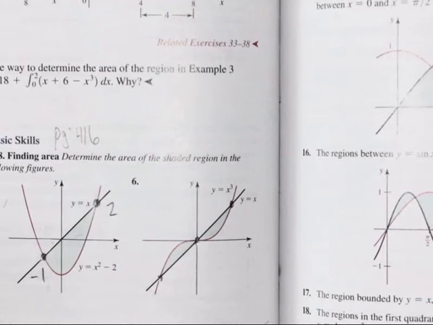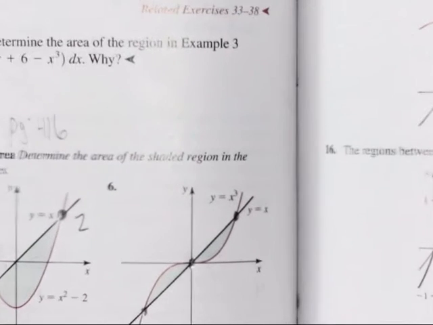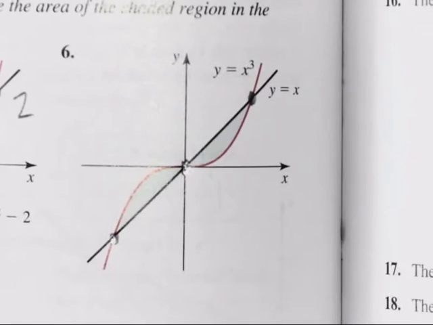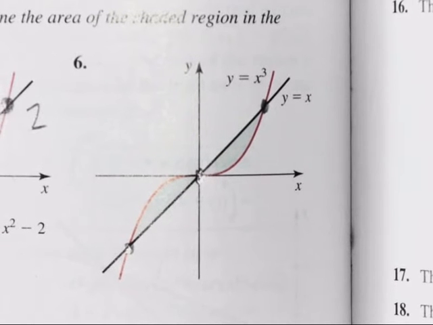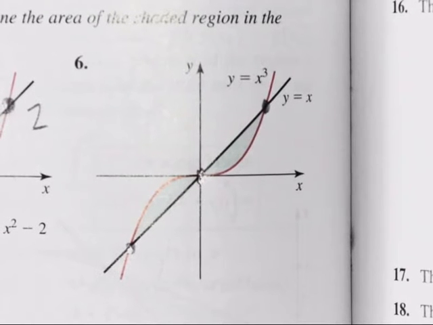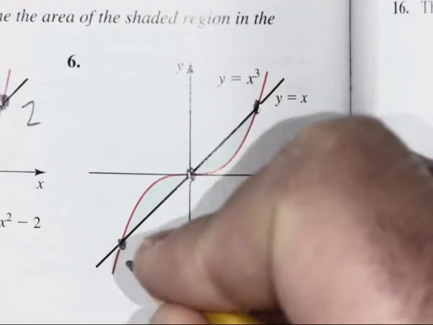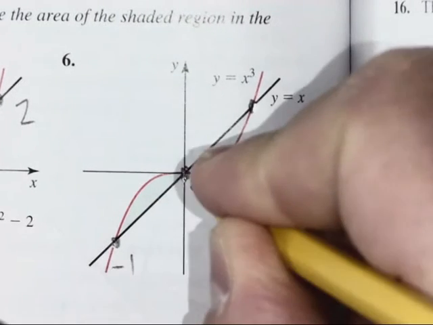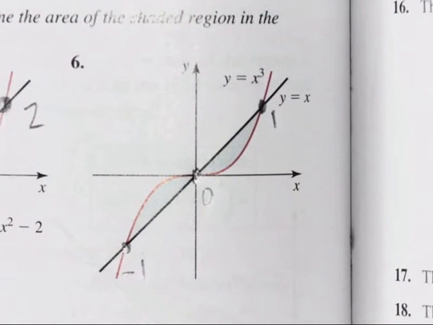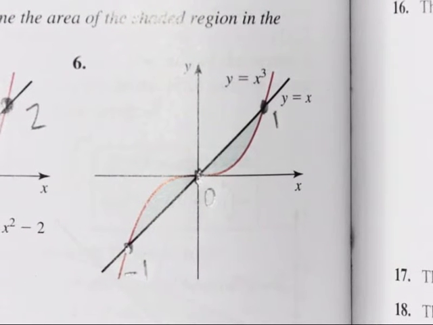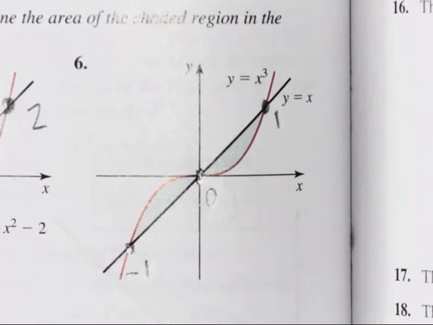So going back to our graph, here is -1, here's 0, and then here's +1. Right? So we needed to identify those values of A and B, which were not given to us.